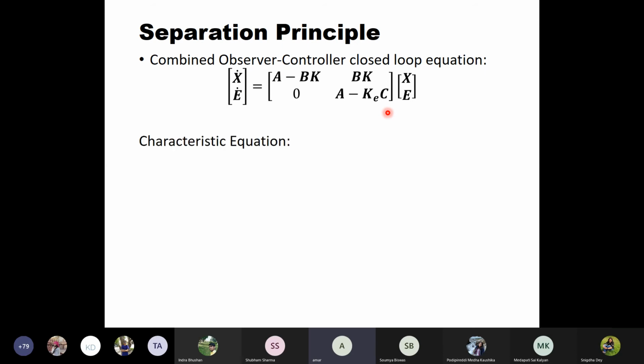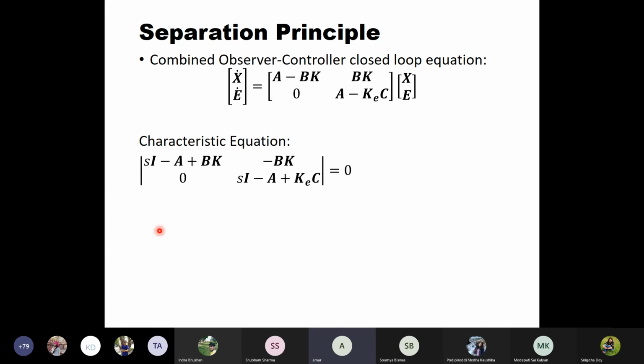Now, if I want to find out the characteristic equation, it will be given by these expressions. sI minus A plus BK, minus BK is the one row, the second row is 0, sI minus A plus KeC. This will be equal to 0. So this will be the characteristic equation.